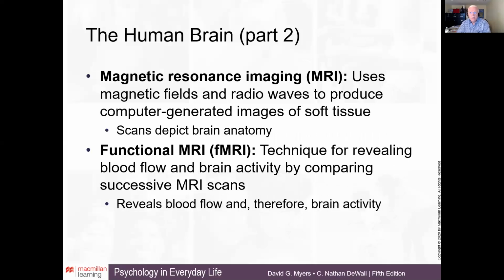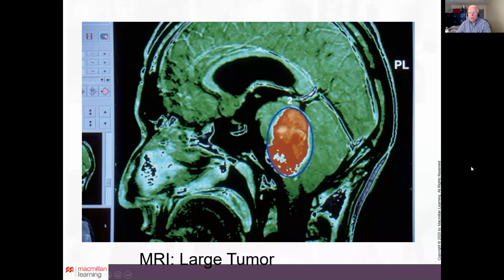MRI machines and what are called functional MRI machines are also used to study what's going on in the brain. The fMRIs actually look at what's happening when somebody is doing something, which is a pretty cool way of looking at actual brain activity when it's occurring. I have some neuroimaging pictures I'd like to share with you. You will not find these in your chapter, but I think they're interesting to look at.